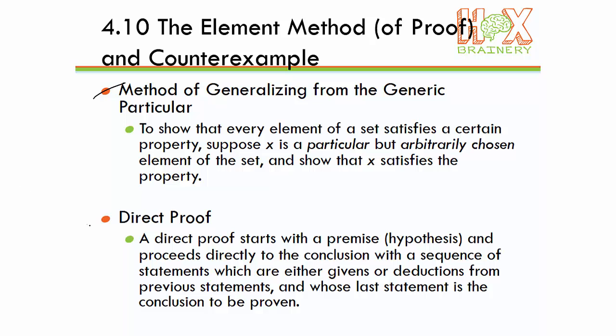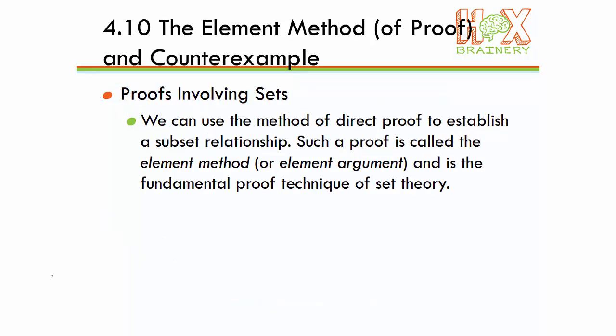Direct proof. A direct proof starts with a premise, a hypothesis, and then proceeds directly to the conclusion with a sequence of statements which are either givens or deductions from previous statements, and whose last statement is the conclusion to be proven. Proofs involving sets: we can use the method of direct proof, something we talked about in the previous chapter, to establish a subset relationship. Such a proof is called the element method, or sometimes the element argument, and it is a fundamental proof technique of set theory.